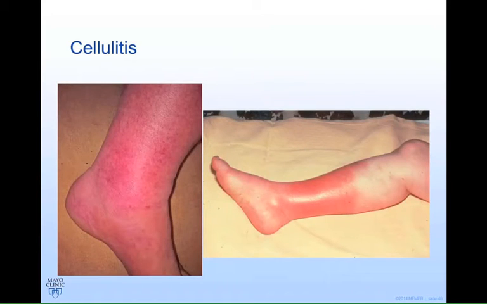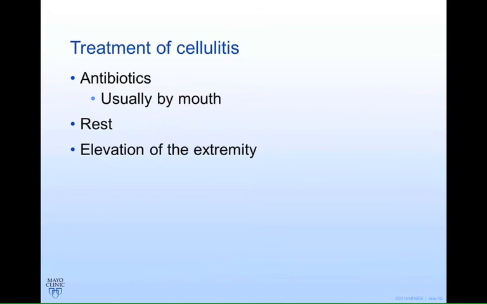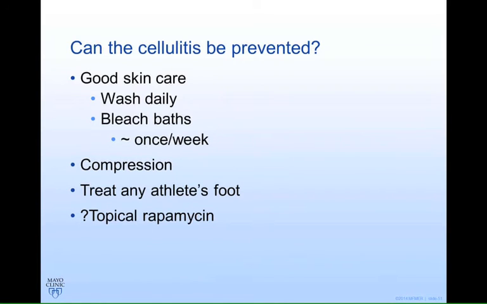So there's some photos of cellulitis. Actively treating cellulitis is usually antibiotics by mouth and then rest and elevation of the affected extremity. And what can we do to prevent it? So really just good skin care, and we'll go over good general skin care towards the end, but bathing or washing it daily, doing bleach baths, which we'll talk about a little bit more, continued compression, and treating any athlete's foot at its first sign, because athlete's foot leads to minor, small little breaks in the skin, which can be an entry point for bacteria. And then the question is whether or not topical rapamycin can help, as we talked about before.